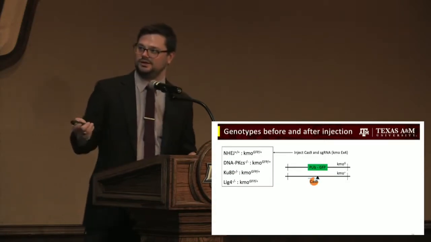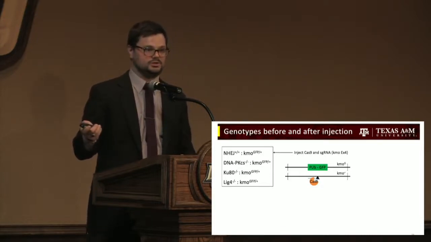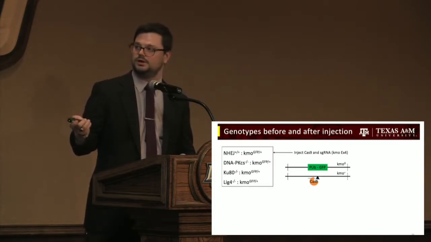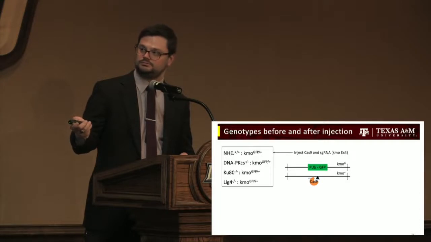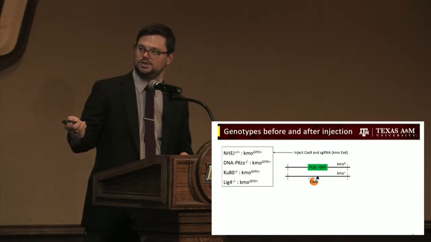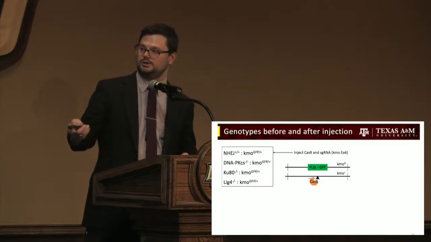All right, so getting into the actual experiment. NHEJ positive, that's just our wild type controls. So these are non-homologous end-joining competent mosquitoes, and we haven't messed with any of those, so that's just wild type. And so that's one gene. The other gene is the KMO gene. And so we want heterozygous for GFP and KMO. And then we have all of our knockouts. So this gene's knocked out, and then heterozygous in GFP, knocked out, heterozygous in GFP, et cetera.